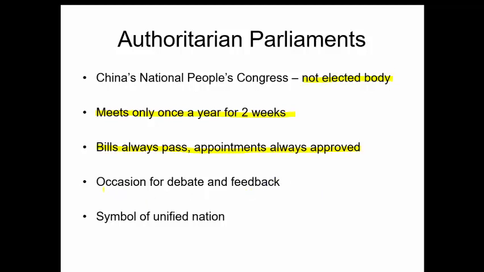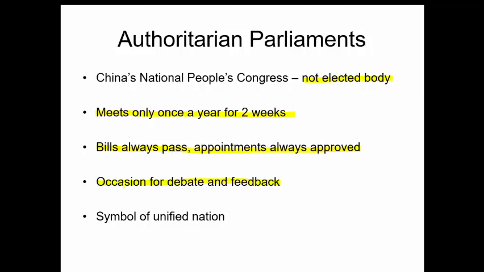But they do allow some occasion for debate and feedback. However, not a whole lot through an independent press or through a democratic voting process, a referendum process, or even a petition type process. It's also done somewhat internally.